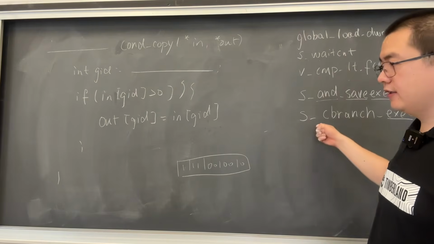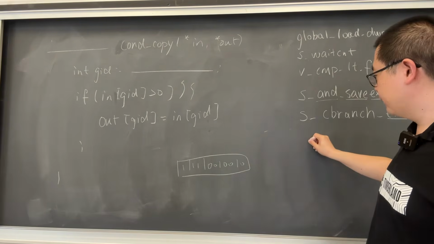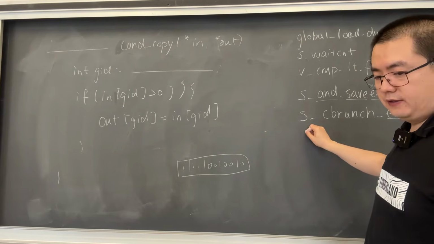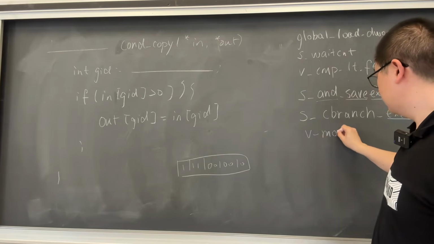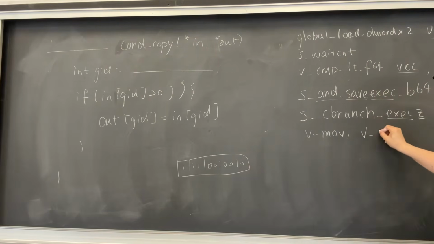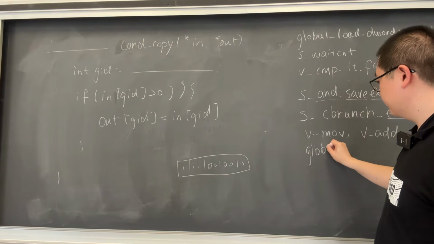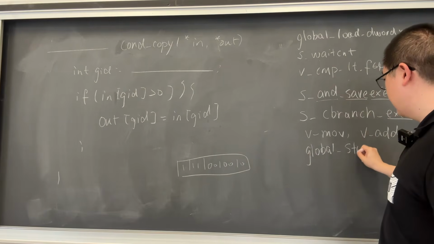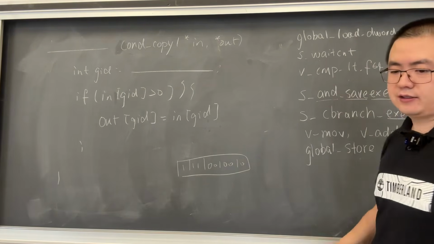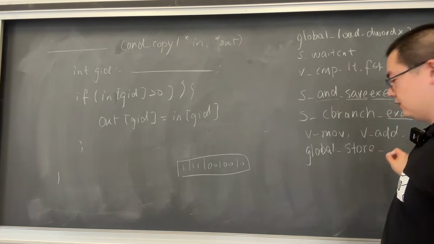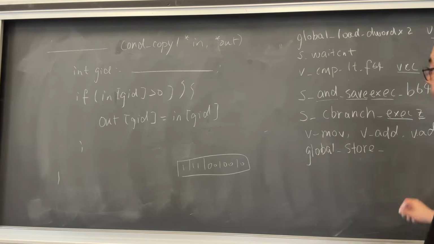So here we're done with this part. Then we do a move and an add, which are not that important, to calculate the destination address. Then eventually we do a global store, which is also not important. dword. Why is dword?